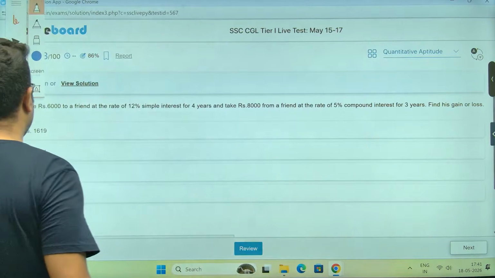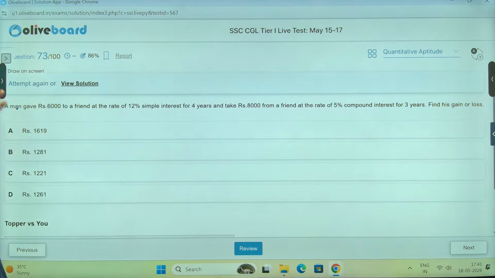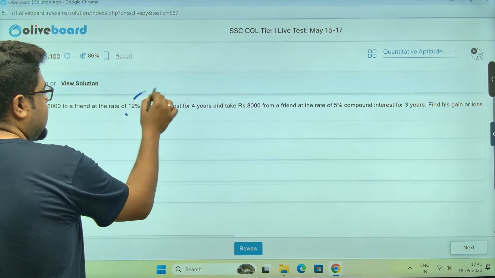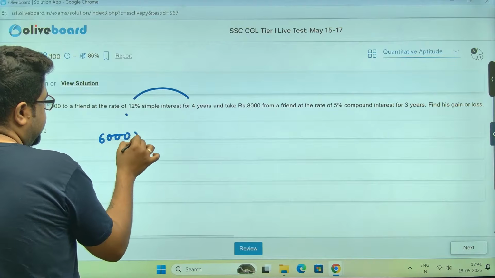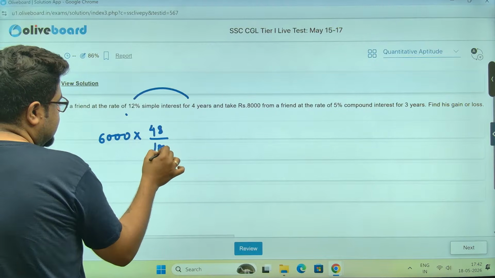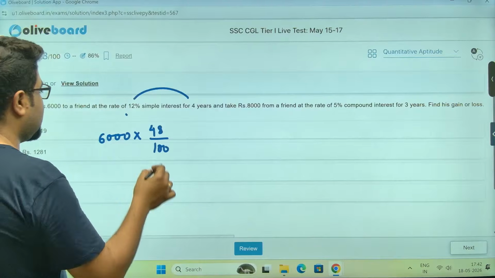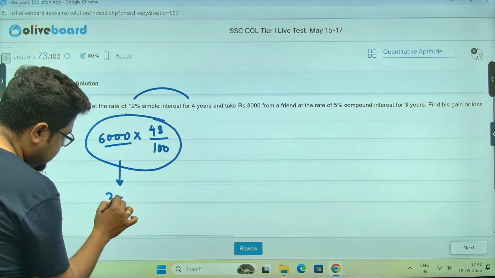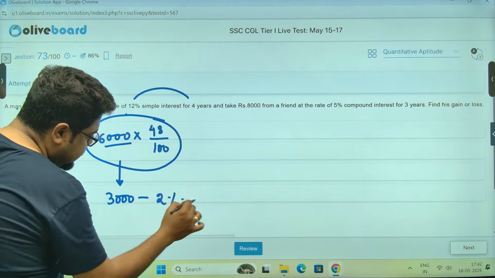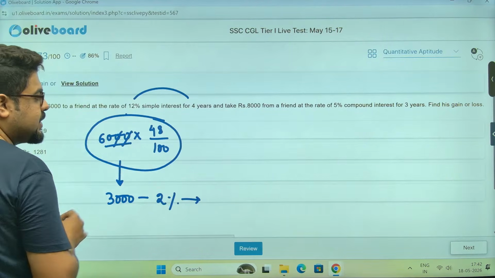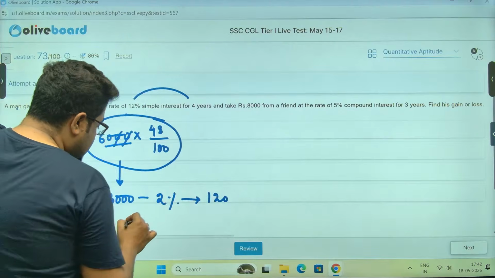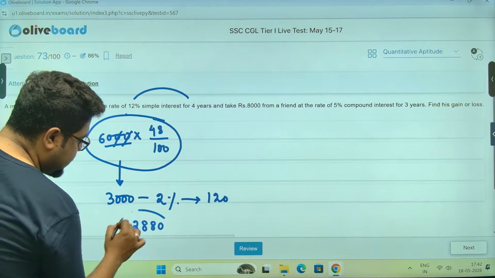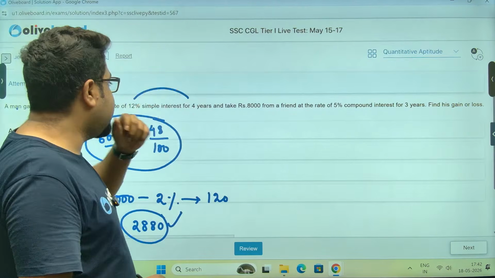Next one, please, sir. A man gave 6,000 rupees, 12% for 4 years. Total interest at 48%. 6,000, 48%, sir. Again, calculate like this. Do not write it like this. It's better. 6,000, 50% is 3,000 minus 2%. 1% is how much, sir? 60 rupees. So 2% is 120 rupees. So this will be 2,880 rupees.